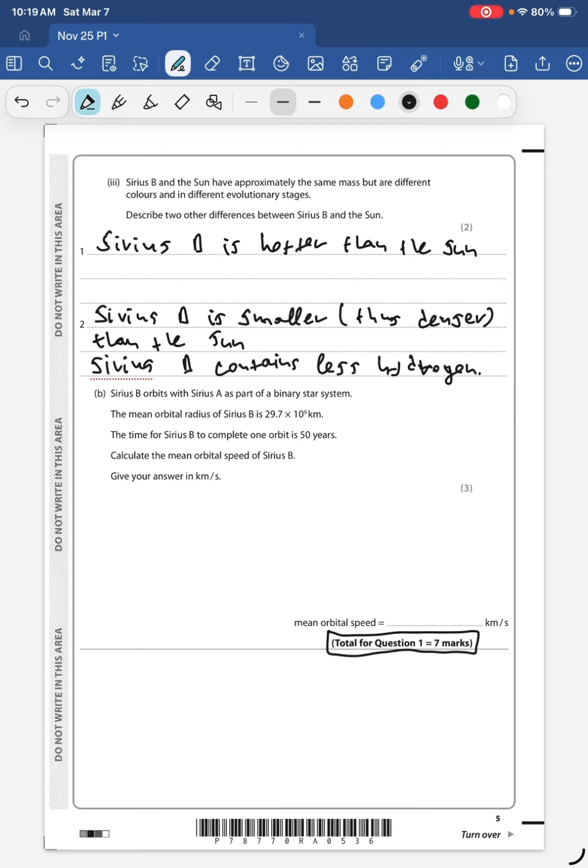So, question B: Sirius B orbits with Sirius A as part of a binary star system. The mean orbital radius of Sirius B is 29.7 times 10 to the 9 kilometers. The time for Sirius B to complete one orbit is 50 years. Calculate the mean orbital speed of Sirius B. Give your answer in kilometers per second.